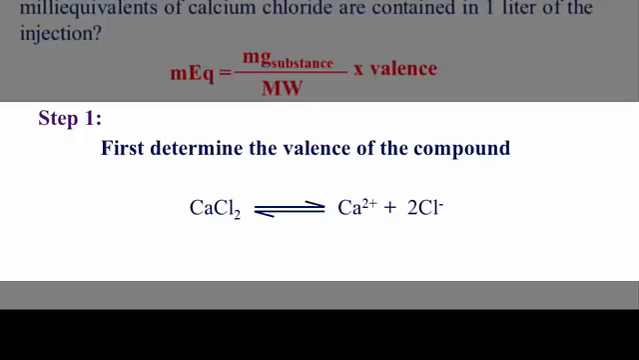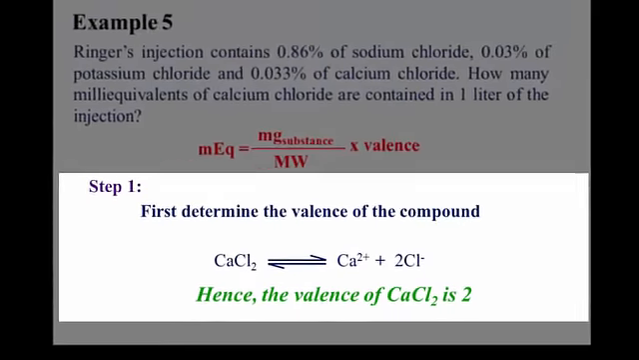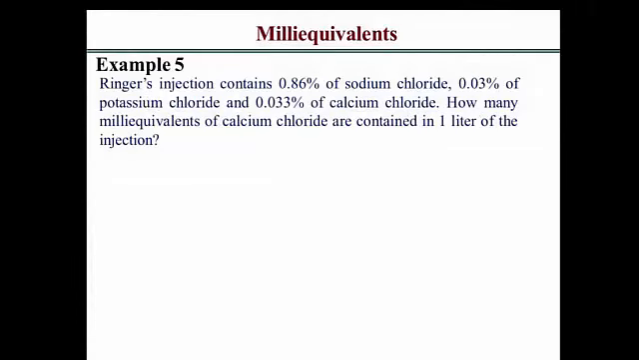It's going to be the absolute charge of your cation, which will be 2, or the absolute charge of your anion, which will be 2 times -2, absolute of that, which is still 2, right? So just take the one that's more convenient for you. So here your valence of calcium chloride is going to be 2. Okay, so that has been determined. What do we need next?